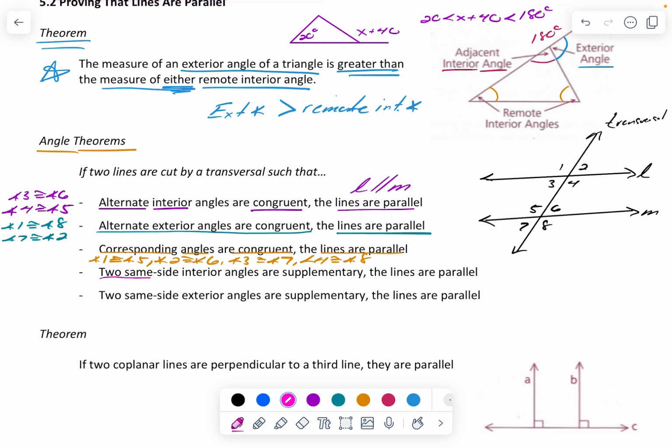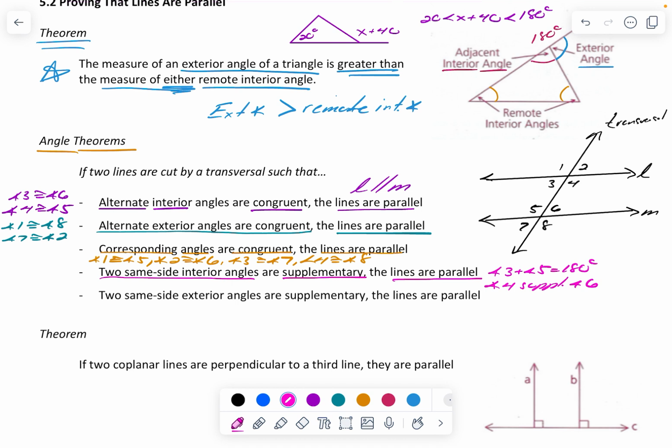Two same side interior angles supplementary, then lines are parallel. So if we have, I'll do it over here, angle 3 plus angle 5 equals 180 degrees. Or in other words, angle 4 supplementary to angle 6, right? Supplementary or adding up to 180, then the lines are parallel.